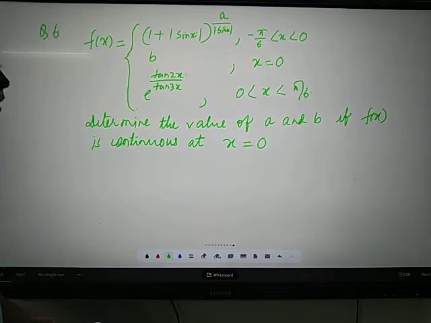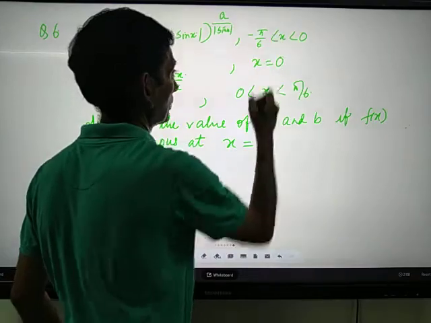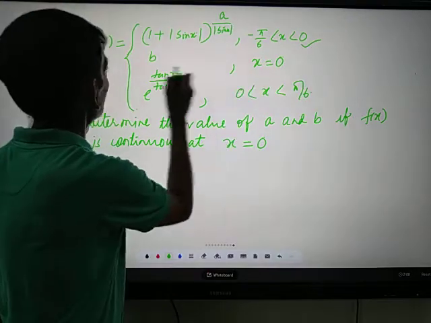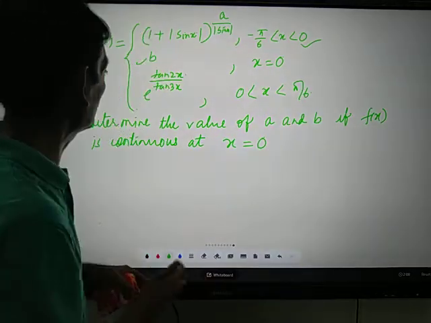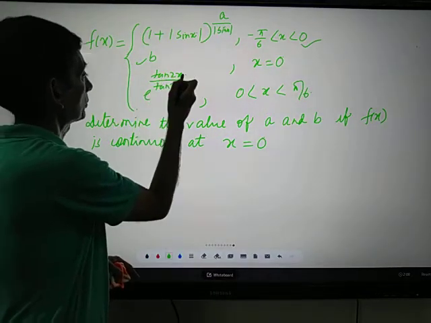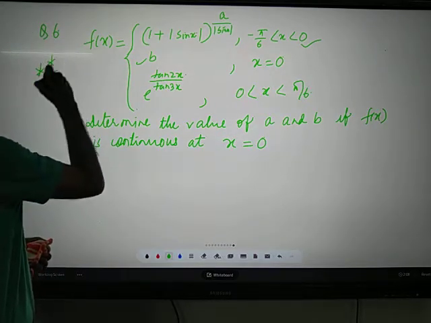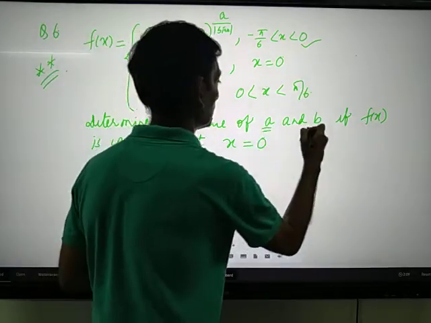We'll take another question, that is f of x equal to 1 plus mod sin x to the power a by mod sin x, where x is greater than minus pi by 6 and less than 0, and at x equal to 0, the f of x value will be b, and for x greater than 0 and less than pi by 6, f of x is equal to e to the power tan 2x by tan 3x. This is also a very important question. So how to find the value of a and b?